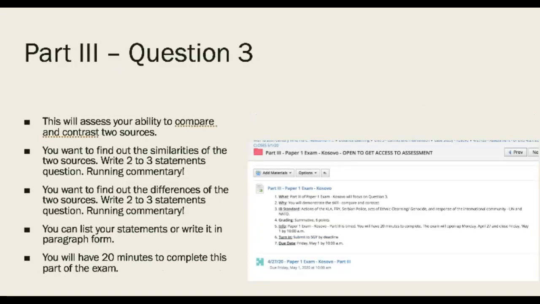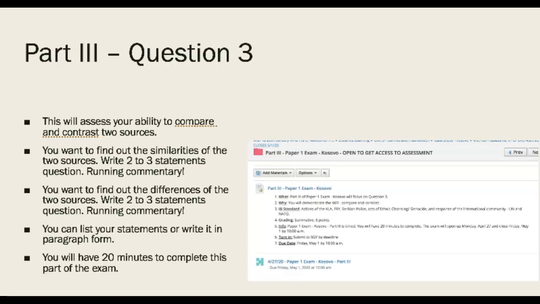In part 3, this is going to assess your ability to compare and contrast. So this will be the part, if you printed out those documents, you could have those documents right there with your highlighters, and you can highlight first, then do the writing part of it, I should say. So with question 3, you are comparing and contrasting. You want to find the similarities of the 2 sources and write 2 to 3 statements related to that question.